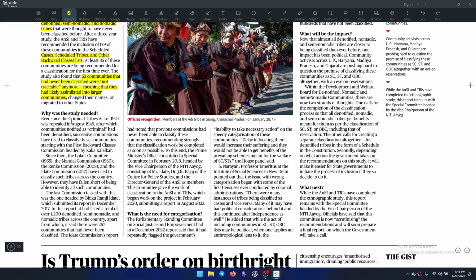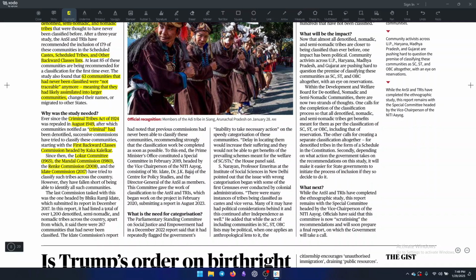Ever since the Criminal Tribes Act of 1924, which was repealed in August 1949, after which communities notified as criminal had been denotified, successive commissions have tried to classify these communities, starting with the first Backward Classes Commission headed by Kaka Kelkar. Since then, the Lokur Committee 1965, Mandal Commission 1980, Renke Commission 2008, and the Idate Commission 2017 have tried to classify such tribes across the country. However, they have fallen short of being able to identify such communities.